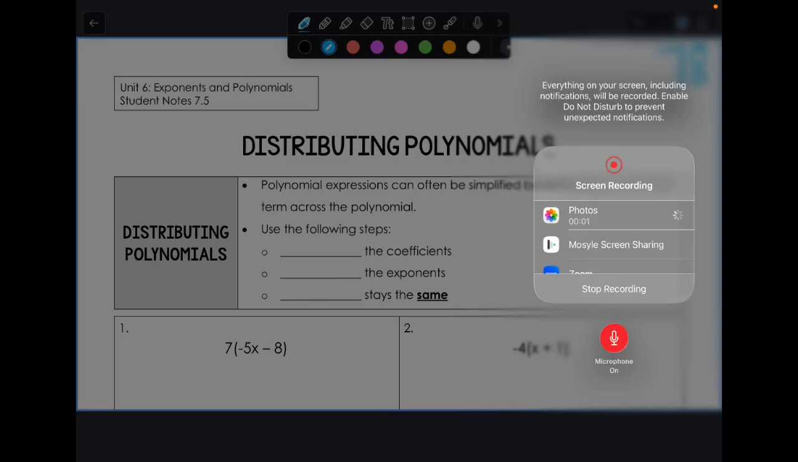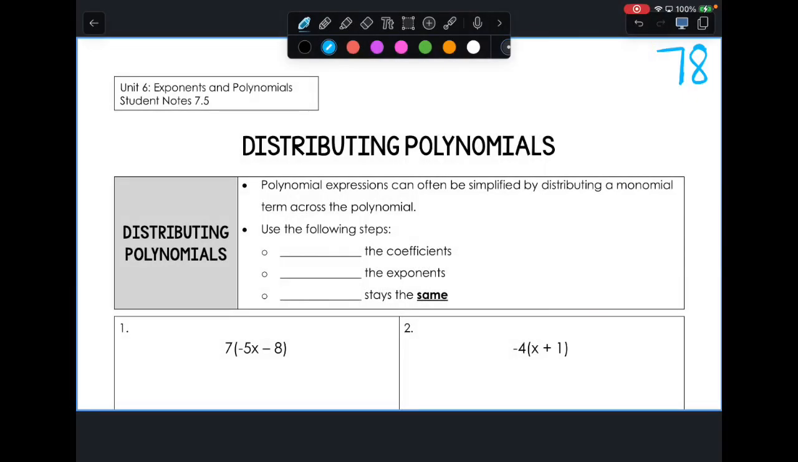Okay, so it's actually hard. Like I said, we're gonna practice a little bit more on distributing because y'all messed it up. Here we go.